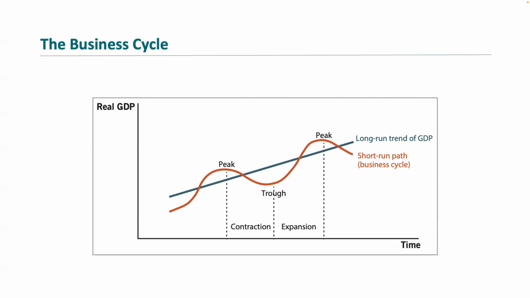When the level of GDP is higher than usual, the economy climbs to short-run peaks. And when the level of GDP is lower than the trend, the economy falls to short-run troughs. The peaks and troughs divide the business cycle into 2 distinct phases. These are your expansions and contractions.